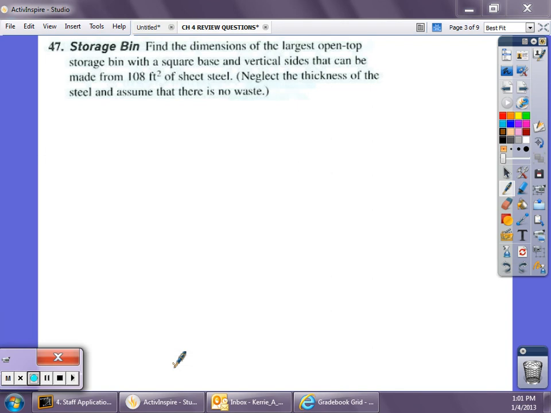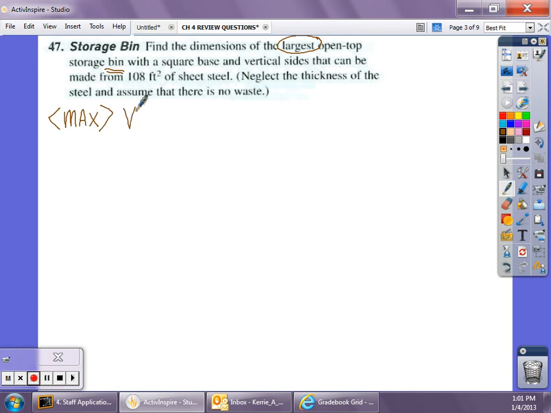To find the dimensions of the largest open top storage bin with a square base and vertical sides that can be made from 108 feet squared. So I just saw largest bin. So I'm going to maximize volume of, looks like square base.